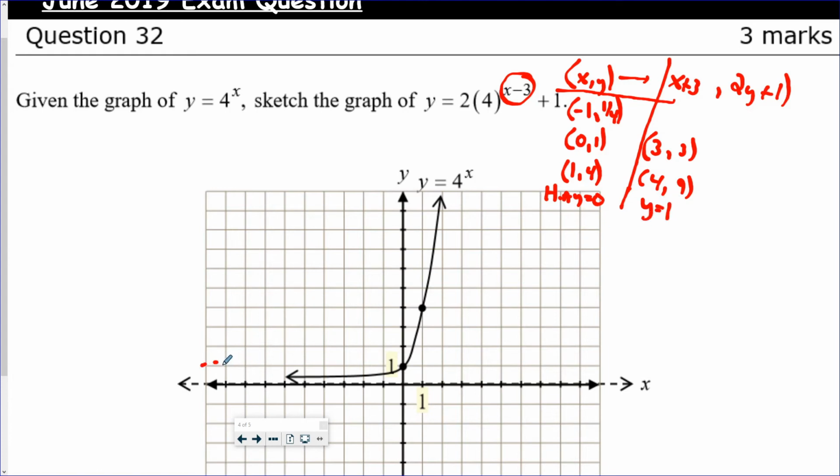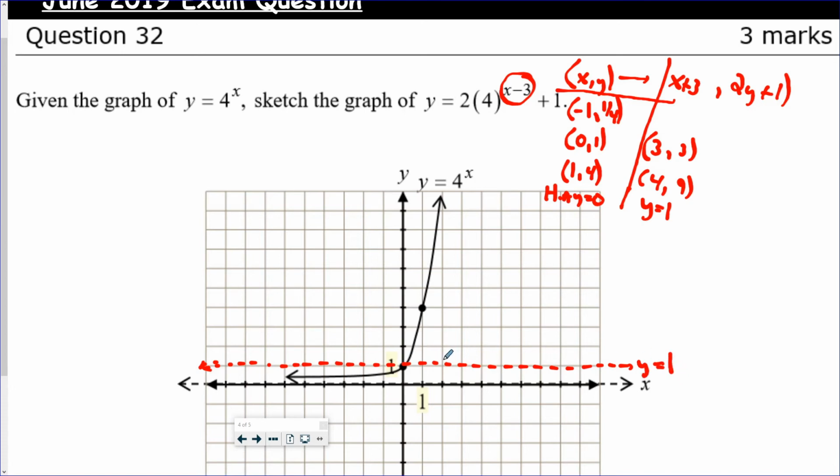So I'm going to go and do that one, and I'm going to do my best to do a straight line. Remember, I am using a new writing pad. So I'll get better at this, but that's pretty decent. So that's y equals 1, the new horizontal asymptote.